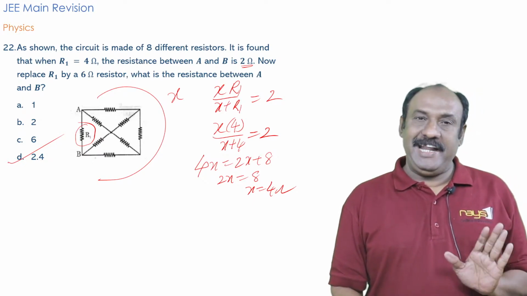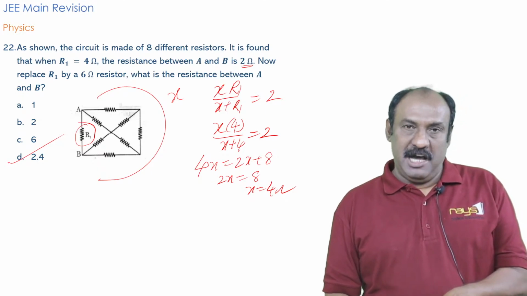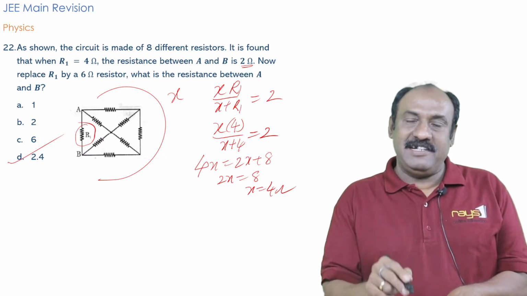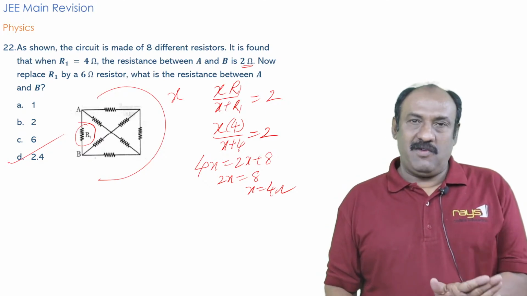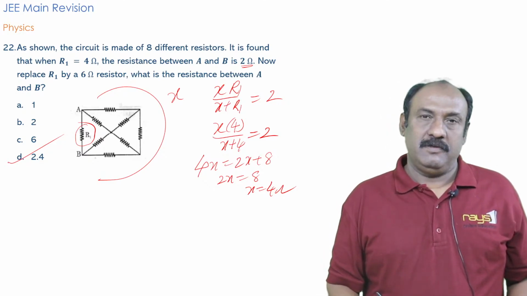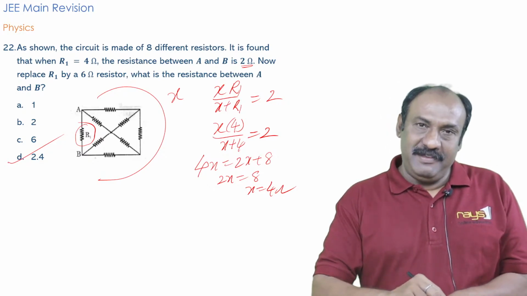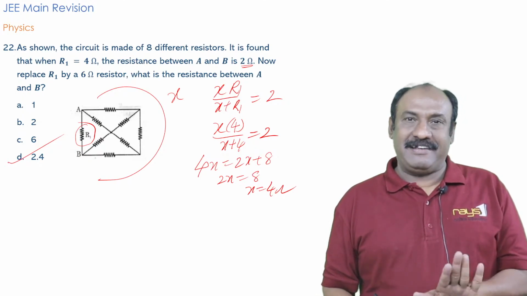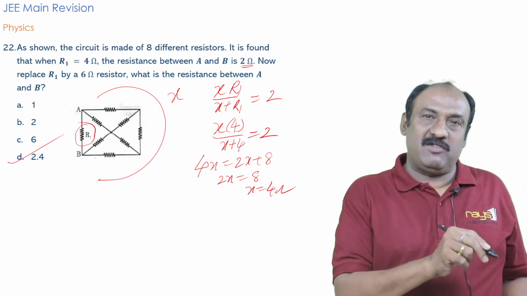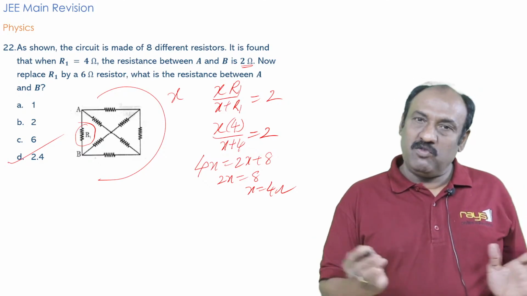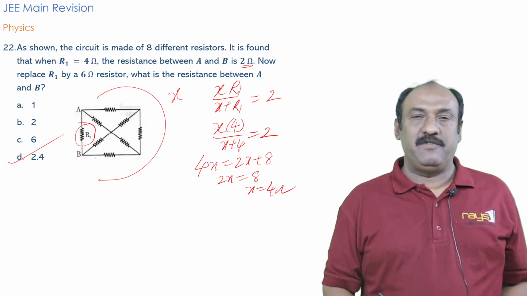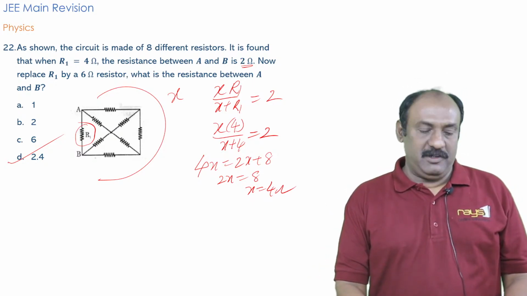So what I did here: except R1, for the remaining resistors, I considered the effective resistance as X. R1 in parallel with X gives an effective value of 2 ohm. From that I calculated the resistance of the remaining resistors except R1 as 4 ohm. Now if R1 is replaced by 6 ohm, 6 in parallel with this 4 ohm gives 6 into 4 by 6 plus 4, that is 2.4 ohm, the answer for question number 22.